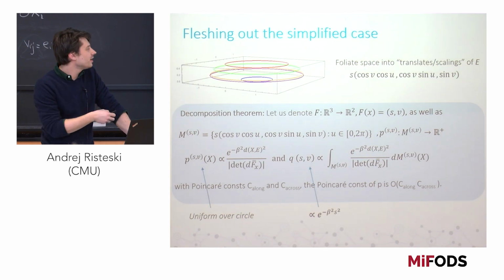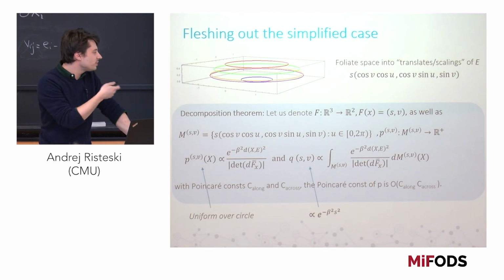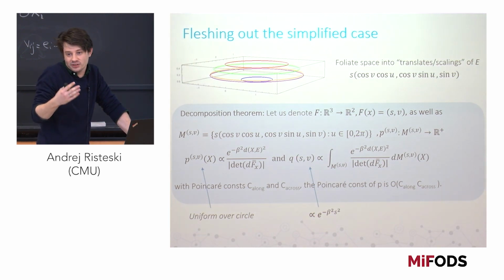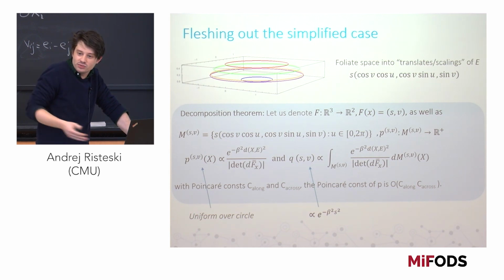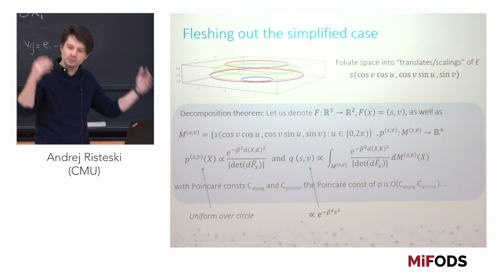And then for this one, once you do a little bit of simple math, again because I took the members to be level sets, you can see that this Q(S,V) is proportional to e to the minus s squared. This is a log-concave distribution. So that's why that one has a good Poincare constant. Both of them have a good Poincare constant, so you put them together.